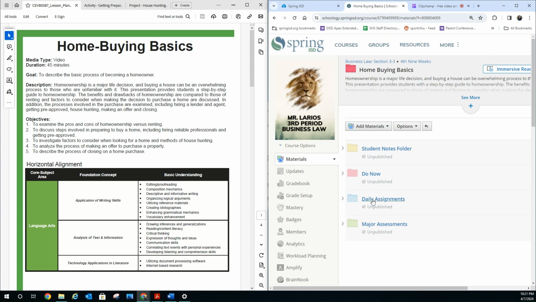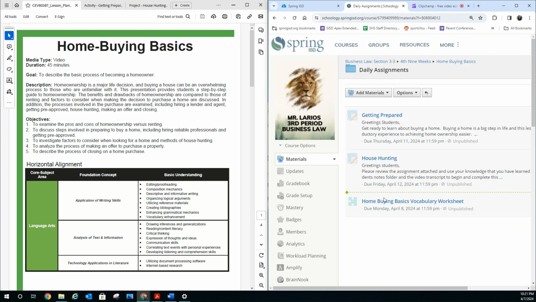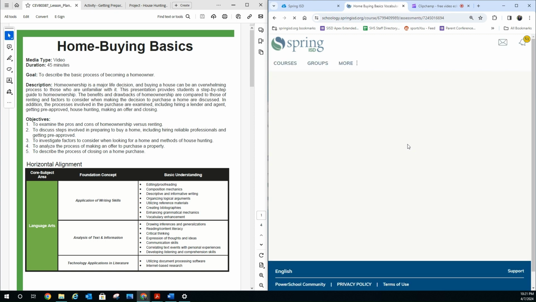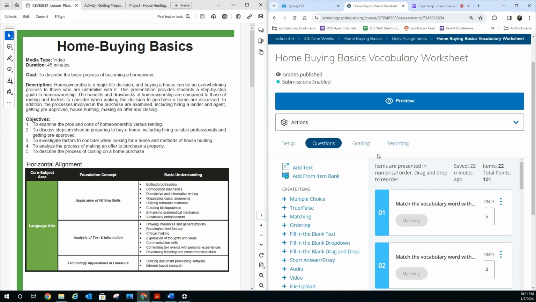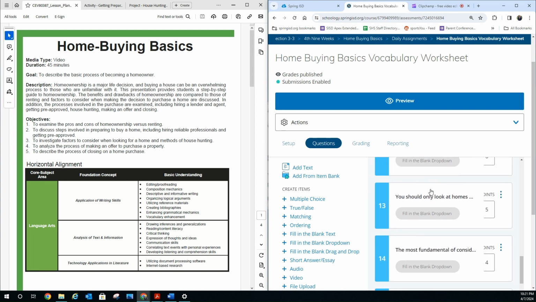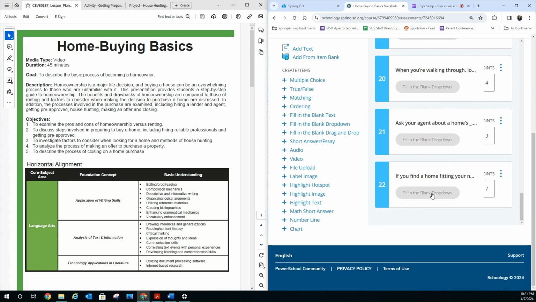Now, we are going into our daily assignments. So, of course, our daily assignments are set up in this way. You're going to go ahead and do your Home Basics Vocabulary Worksheet. And so here you guys are going to be introduced with a variety of assignments, okay? So you're going to have a lot of drop-down questions. It looks like you got 22 of them, okay?